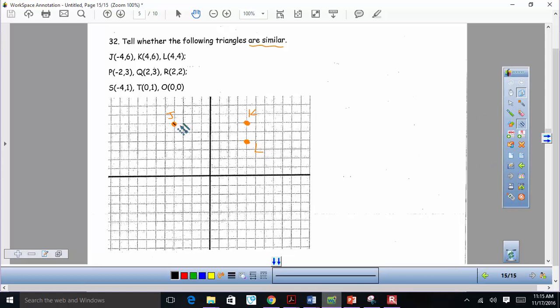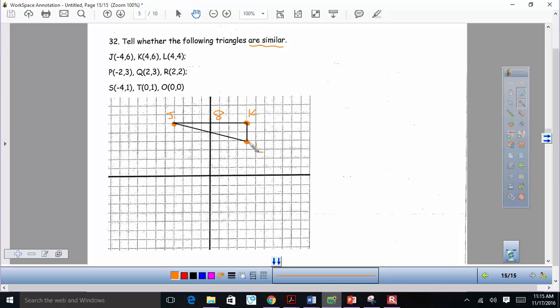And to find that they're similar, I either have to do side, side, side, or side, side, or angle, angle. So which one of those do you think we're going to do? Side, side, side. Okay, so let's go ahead and get the length of the sides. Do you know how to easily find the length of this side from J to K? Count it. So we go over 1, 2, 3, 4, 5, 6, 7, 8. So the length of this side is 8.